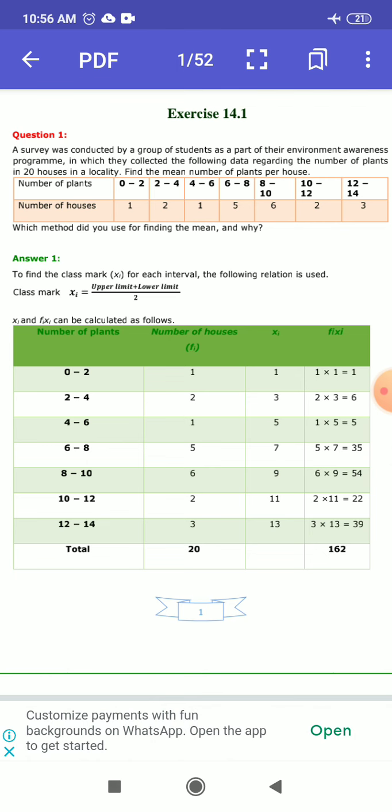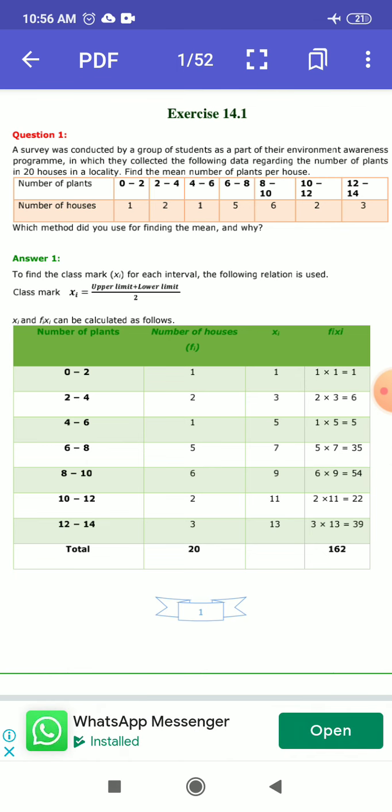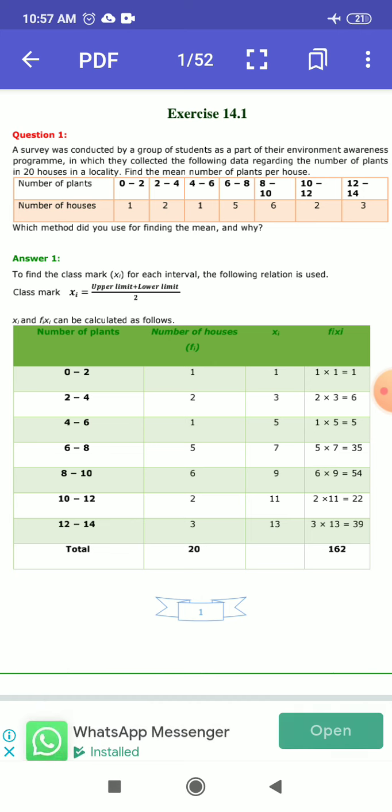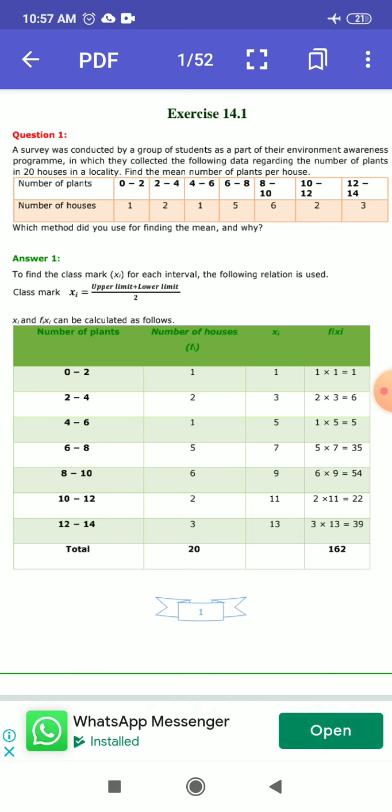And today I will explain the exercise 14.1. This is related with the statistics. And before starting this exercise, I will tell you something. You have to know all the formulas related with this exercise. I will tell you in the class.